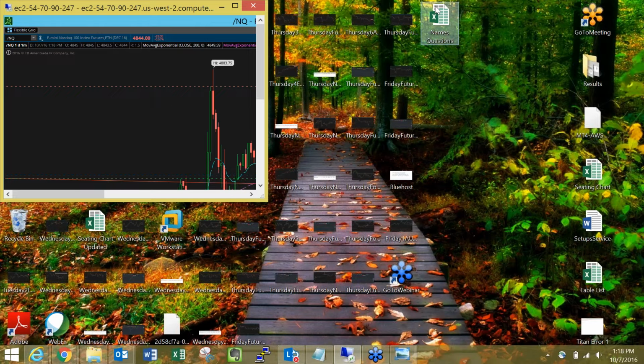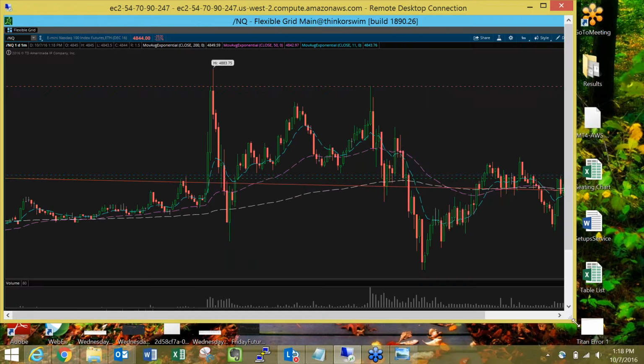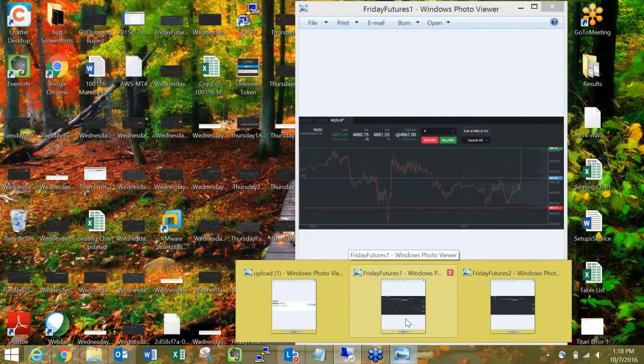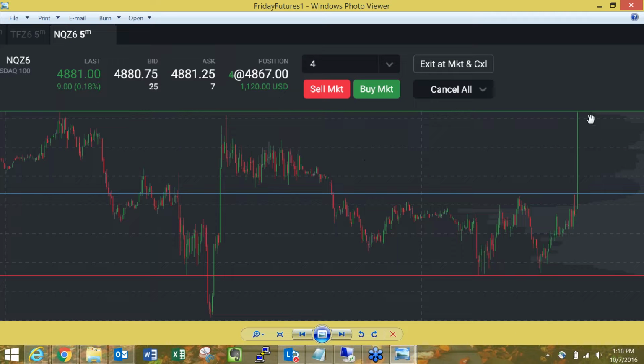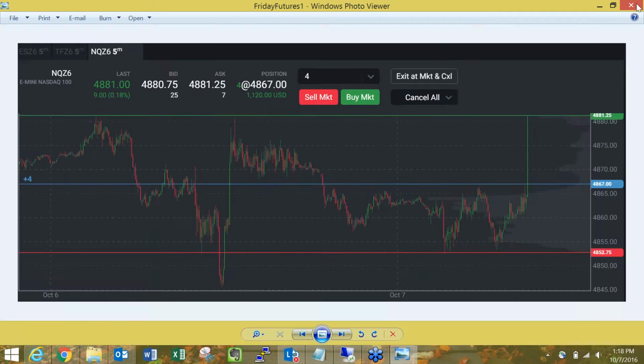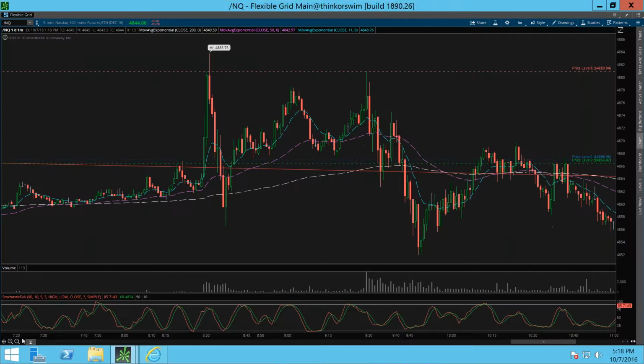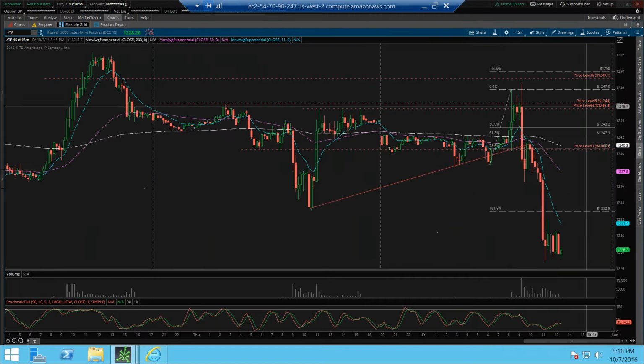Now that trade was my first one. So that was this trade here. You can see that I took a picture right where I took profit. That was an $1,120 trade. Not a bad way to start off NFP.